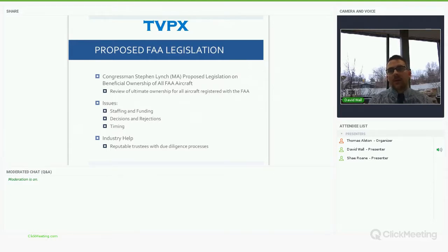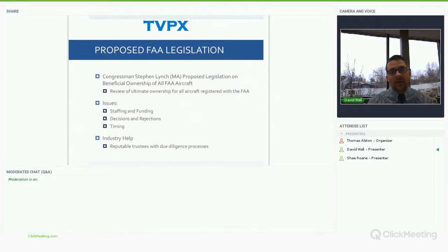Now, the issues with that, and I'm not necessarily for or against that type of legislation, just the fact, because as I mentioned, we actually do this type of background search on all trusts. But of course, to make the FAA do this, they would have to increase staffing and funding. There would be questions on who would manage the rejections and who would manage the decisions on aircraft if they'd be rejected. And also a timing issue. One of the benefits of the FAA is, as far as government entities go, it works smoothly, and especially the registration branch, it's done quickly, which benefits the industry. So if legislation like this went through, we could see a timing issue that may possibly hurt the industry.